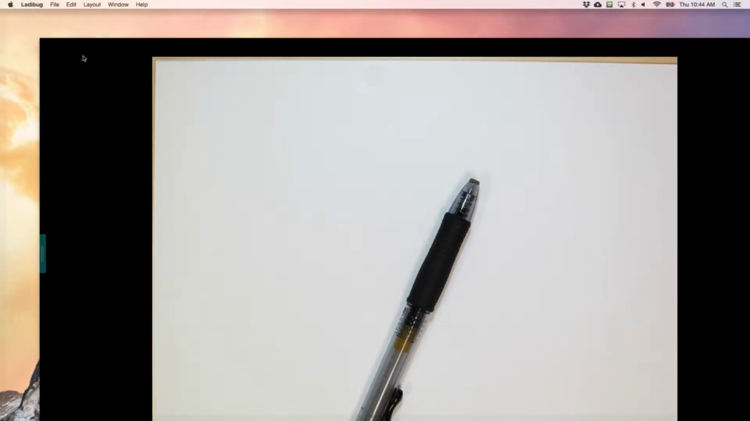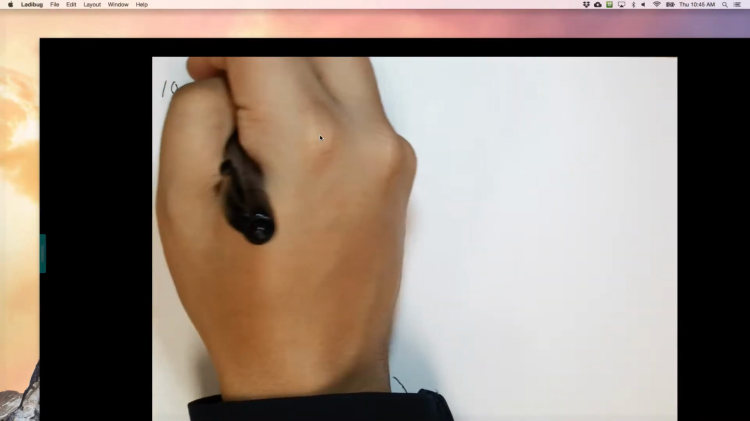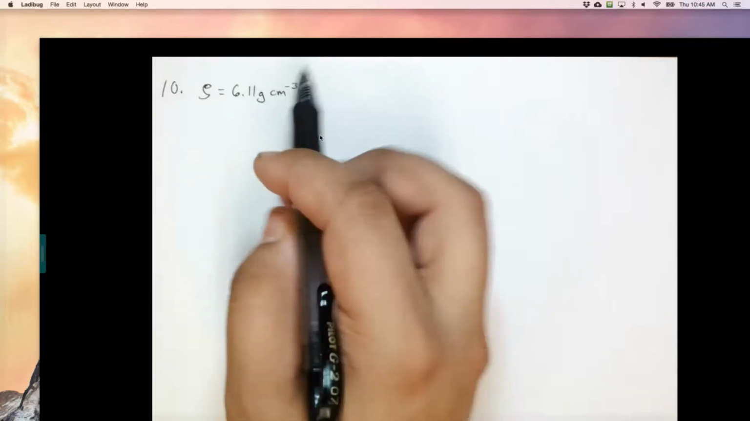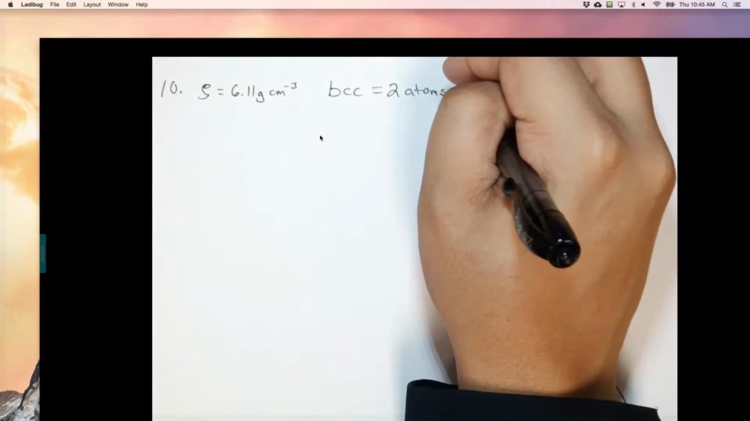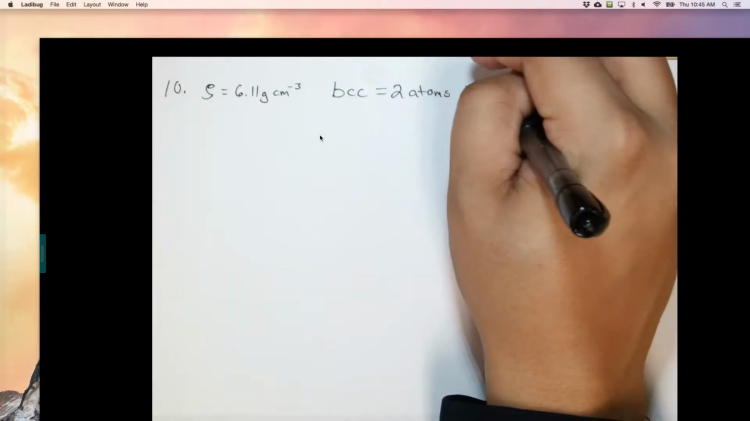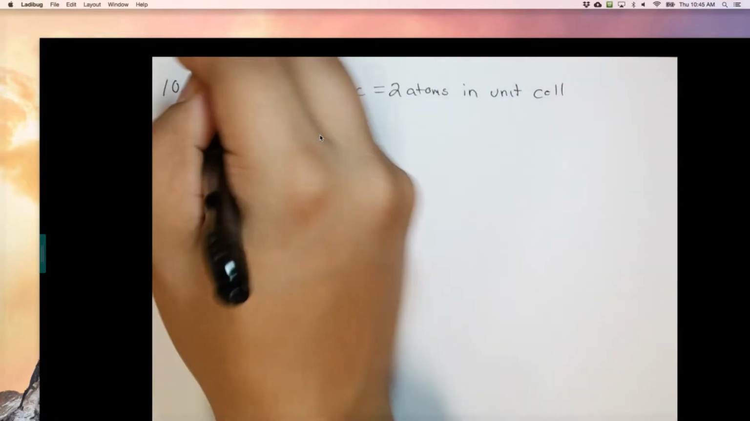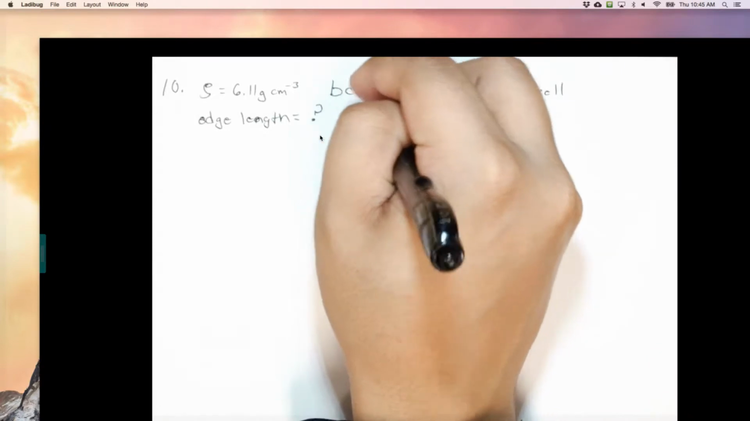Let's see if I can write this down. So first thing that we want to look at is number 10, the density we have been given. So 6.11 grams per centimeter cubed. That's going to be important information for us moving forward. We have been told that it is body-centered cubic, which means that there are 2 atoms total in the unit cell. Okay, and lastly, it tells us that we want to know the edge length. That's what we're looking for. And the radius.